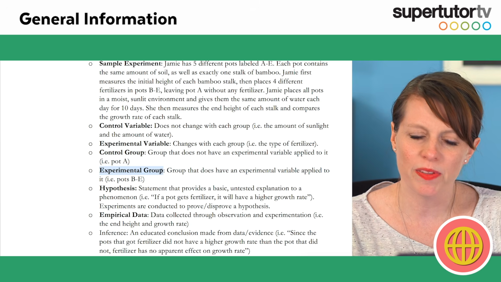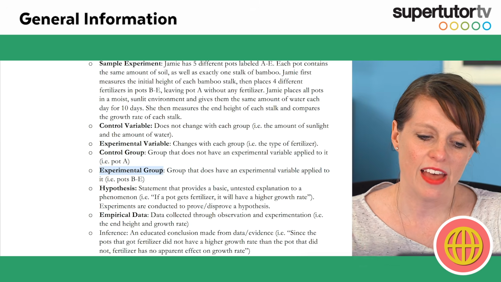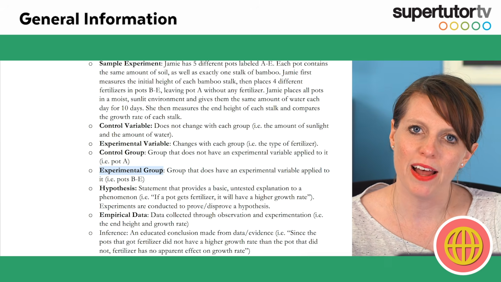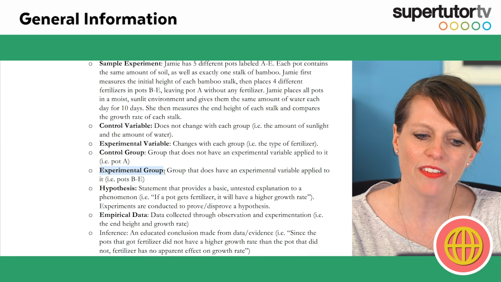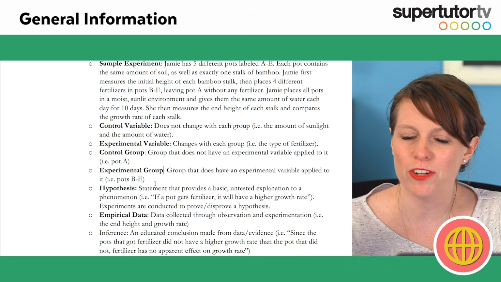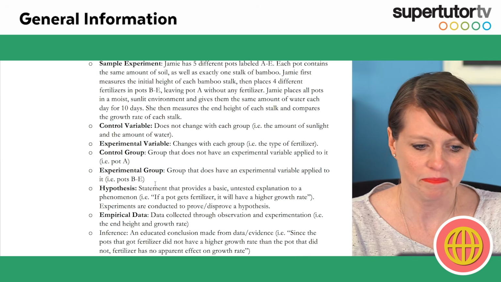An experimental group, on the other hand, is a group that I have applied an experimental variable to. So those are all the pots with fertilizer. Oftentimes we'll call these trials in your experiments that you have on the ACT, but you can have an experimental trial, experimental group, same thing.